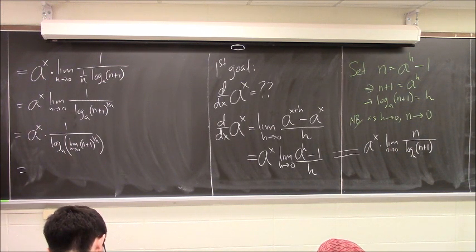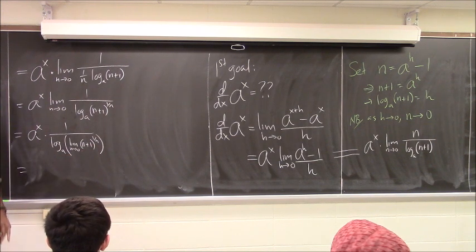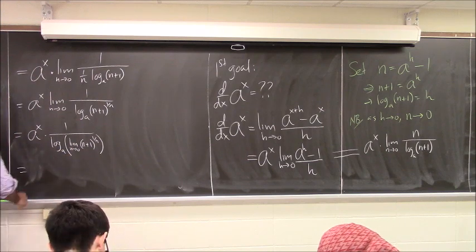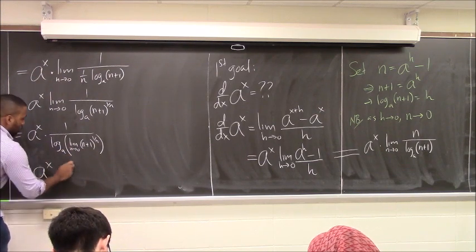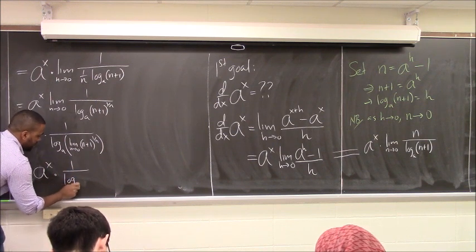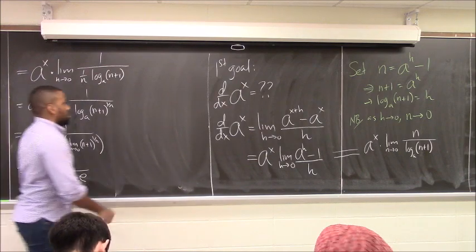Anything look familiar here? What's this guy? That's e. That's one of our definitions for e. Somehow that pops up. Convenient. Turns out that this is 1 over log to the base a of e. Curiously enough.